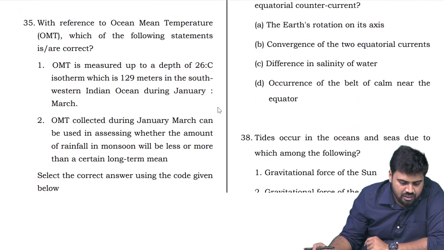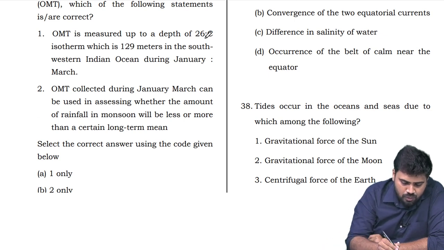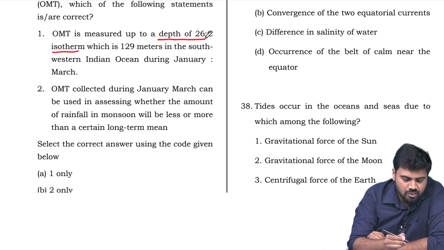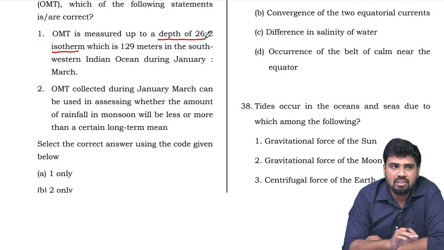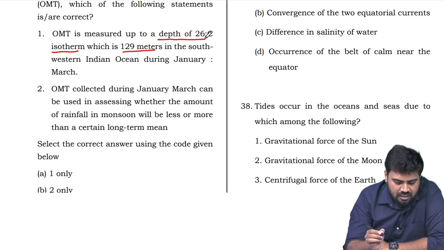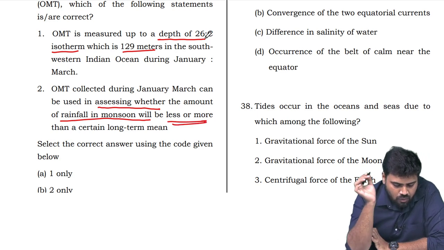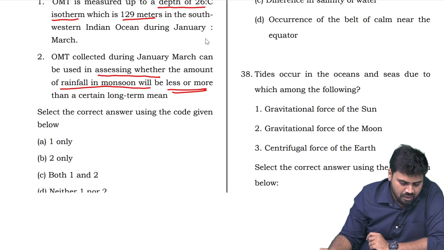35, with reference to ocean mean temperature, which of the following statements are correct? OMT is measured up to the depth of 26 degrees Celsius isotherm. Isotherm, we know, is an imaginary line joining the same temperature points, which is 129 meters in the southwestern Indian Ocean. OMT collected during January-March can be used for assessing whether the amount of rainfall in monsoon will be less or more than a certain long-term mean average.